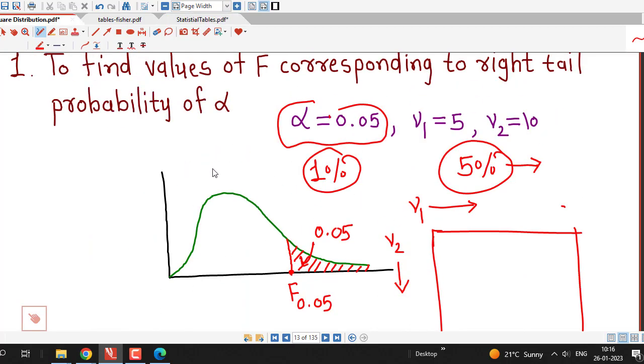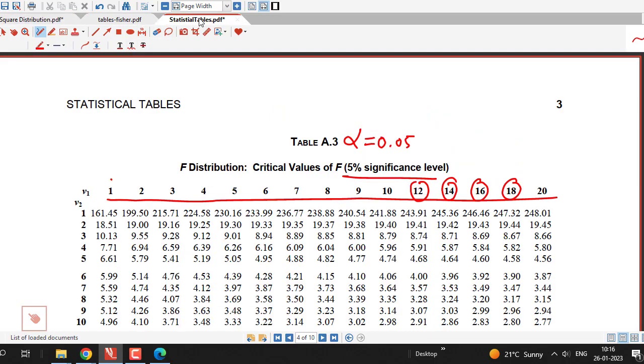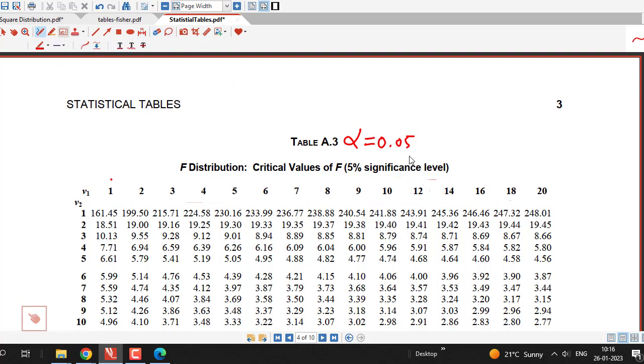Now we are interested in the F critical value for alpha equal to 0.05 and with numerator degrees of freedom 5 and denominator degrees of freedom 10. So first I will search for the alpha equal to 0.05 table, and then I will search for 5 and 10 in the numerator and denominator degrees of freedom. So here you can see this table is for 5% significance level, so we can use this table. Numerator degrees of freedom are 5 and denominator degrees of freedom are given as 10.